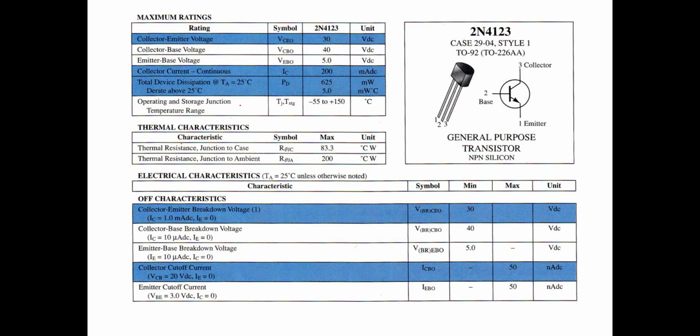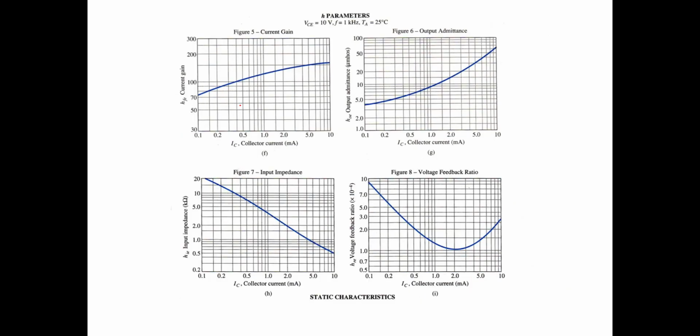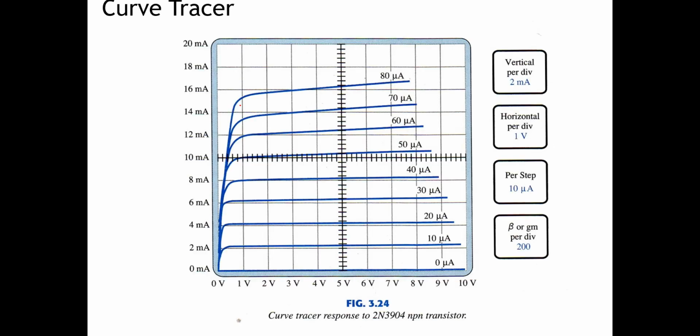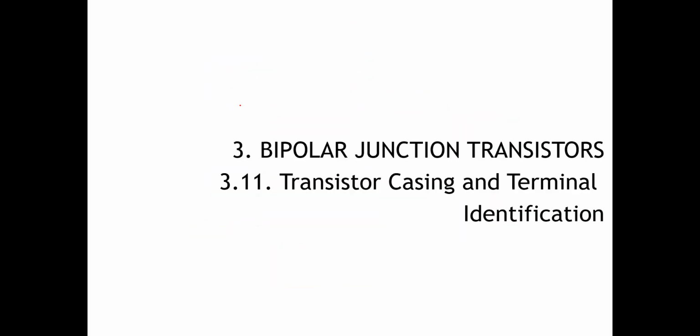This is an example of a transistor specification sheet. Maybe you can learn how to read it in the electronic laboratory and also in transistor testing. I think this is enough for the basic BJT.